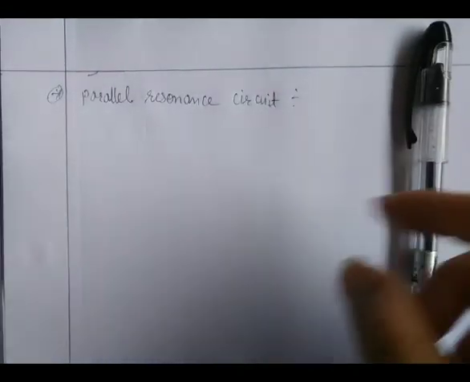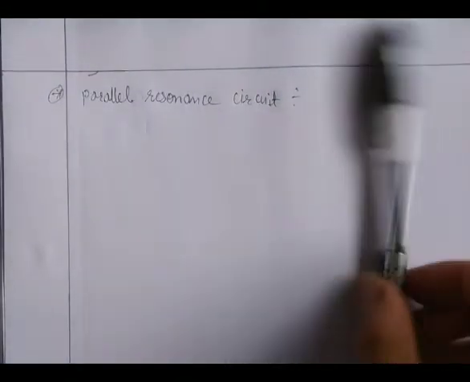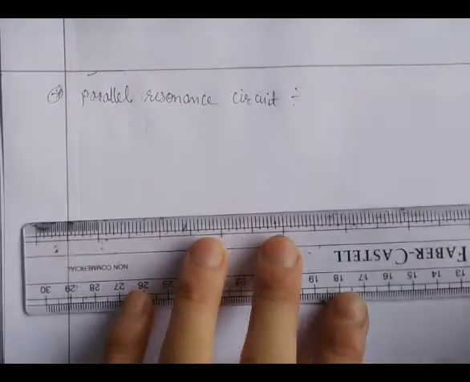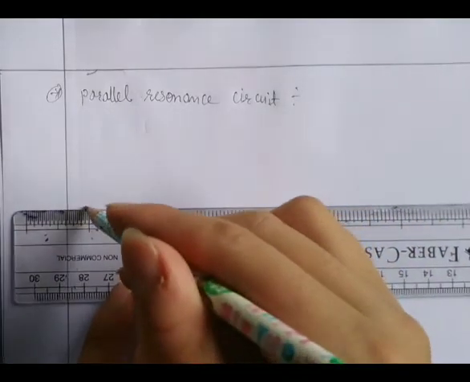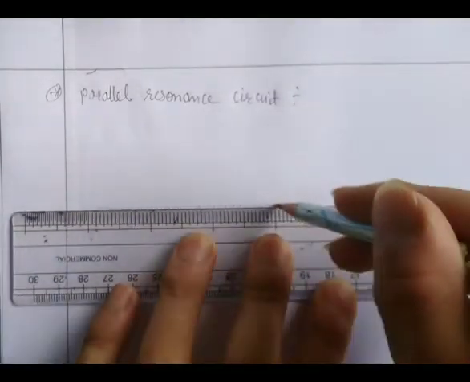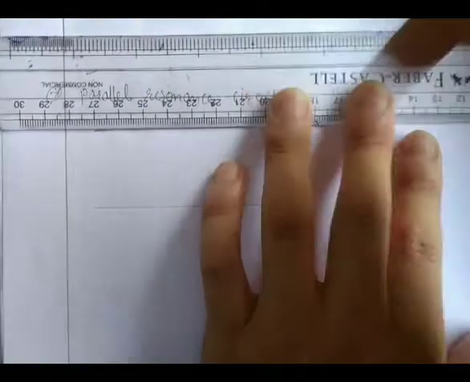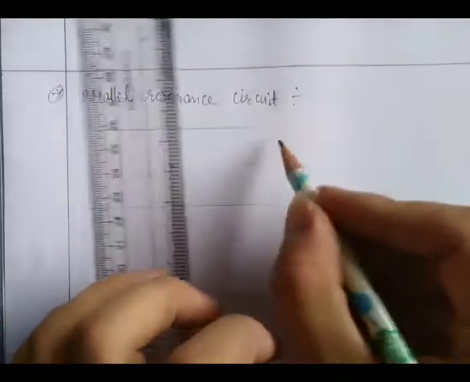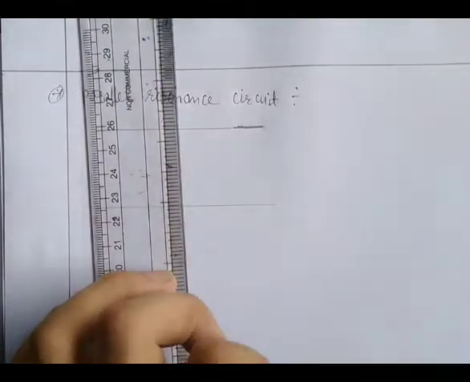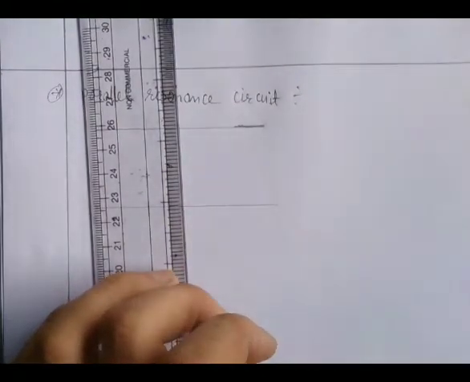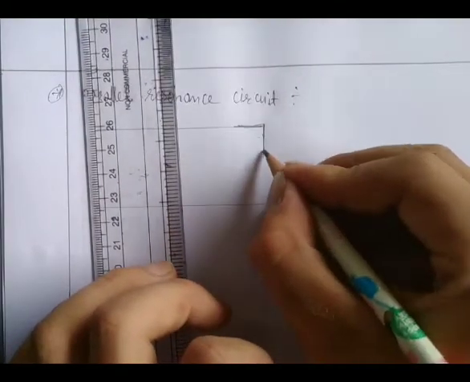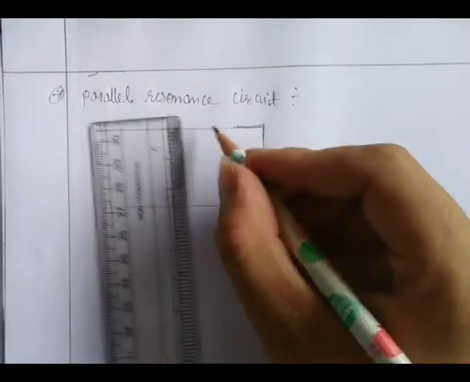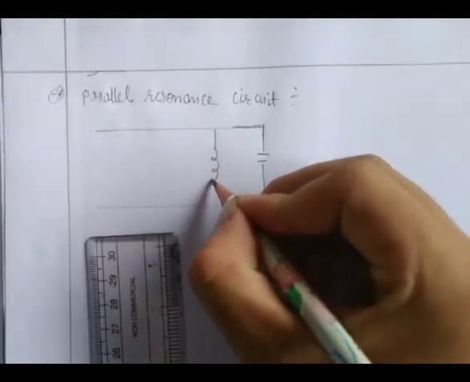First of all, let's draw the diagram for a parallel resonance circuit. First of all, we have to draw a line, and then another line, and then draw the capacitor. Here is the inductance.